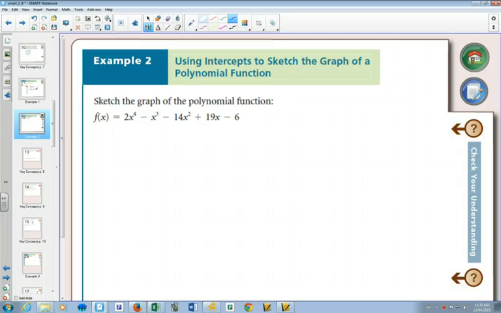Now, in order to factor this one to find all the x-intercepts and all the y-intercepts, you're going to have to use your factor theorem and remainder theorem, so it's good practice. First of all, if you plug in 0 for x, you can see right away that 0 plus 0 plus 0 plus 0 minus 6 will give us a y-intercept of -6.